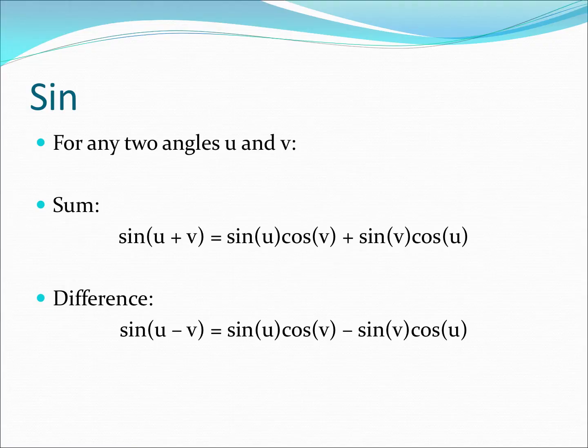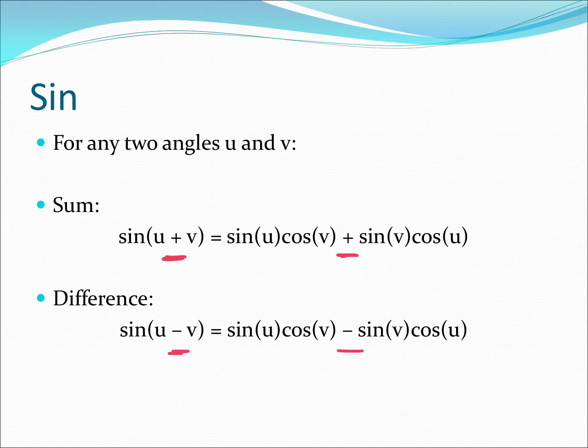Alright, so here we have the sum and difference formula for the sine function. So if you have the sine of u plus v, which is the sum of two different angles, then it's the sine of u times the cosine of v plus the sine of v times the cosine of u. And if you have the difference of those two angles, then we have the sine of u times the cosine of v minus the sine of v times the cosine of u. So the nice part here is the formula is pretty much the same. When you're adding, you add the two different sides together, and if you're subtracting, you then subtract the two sides.